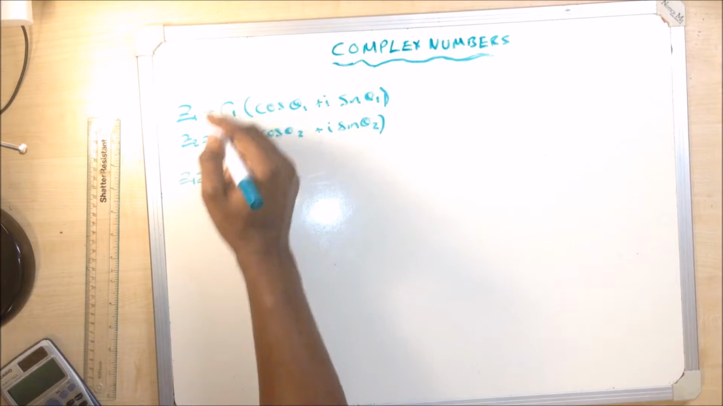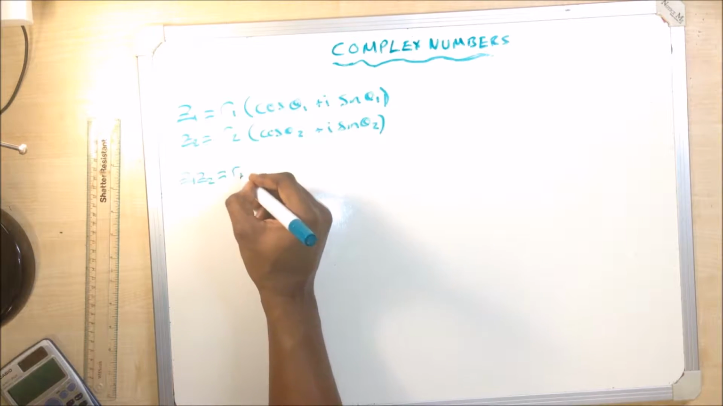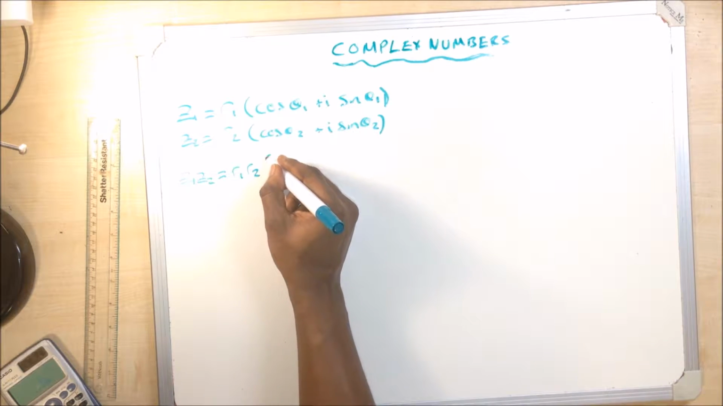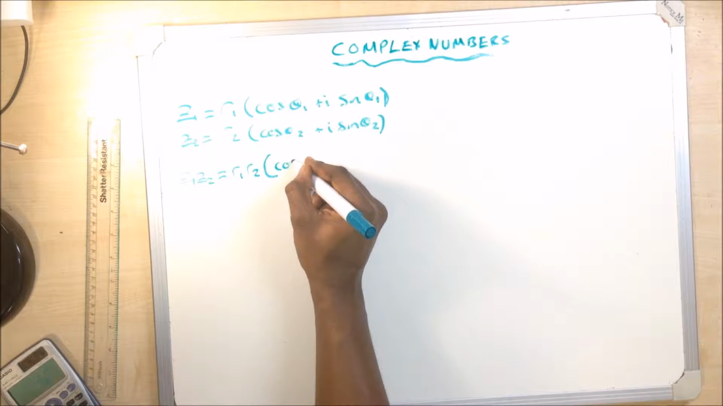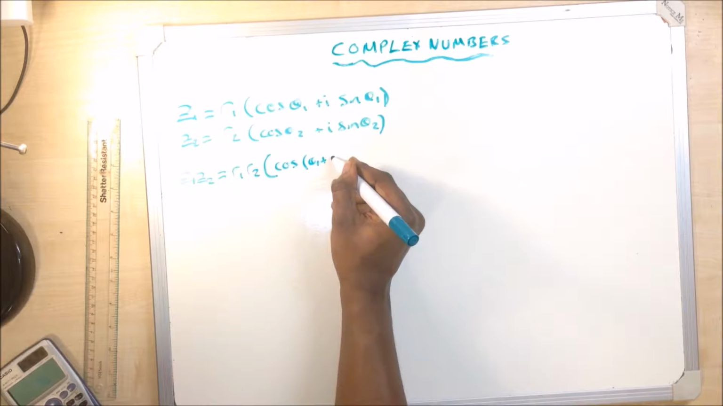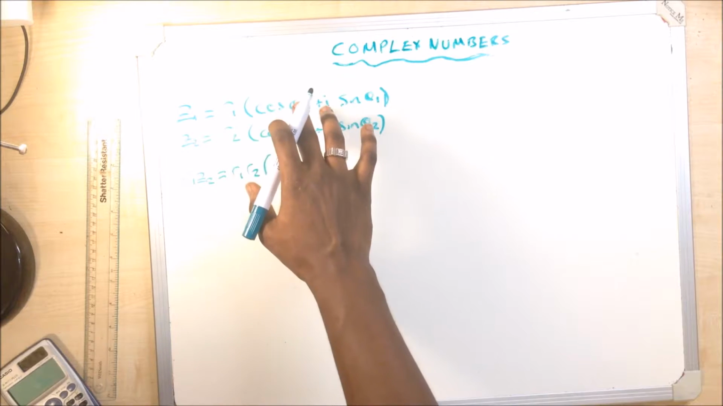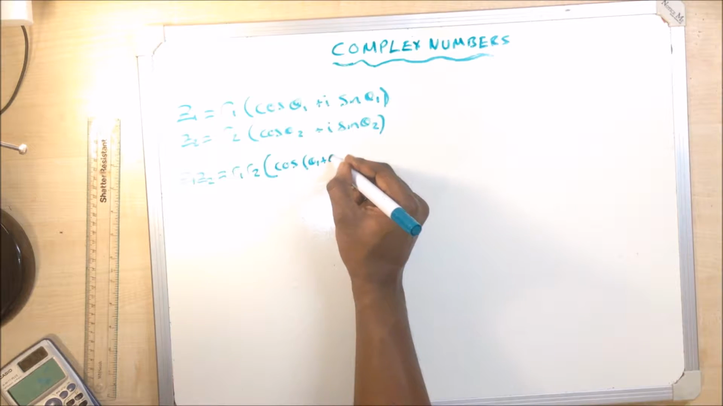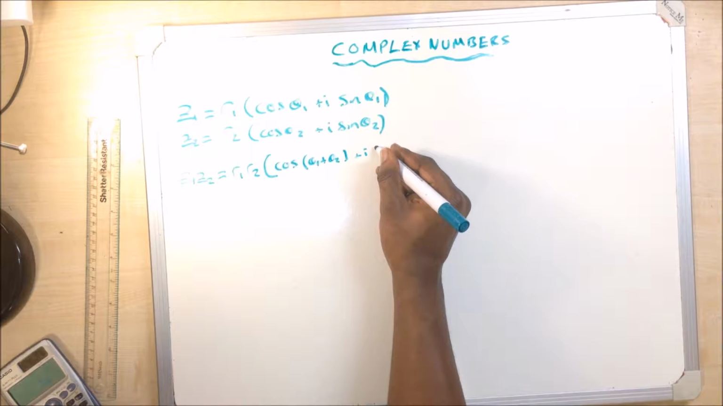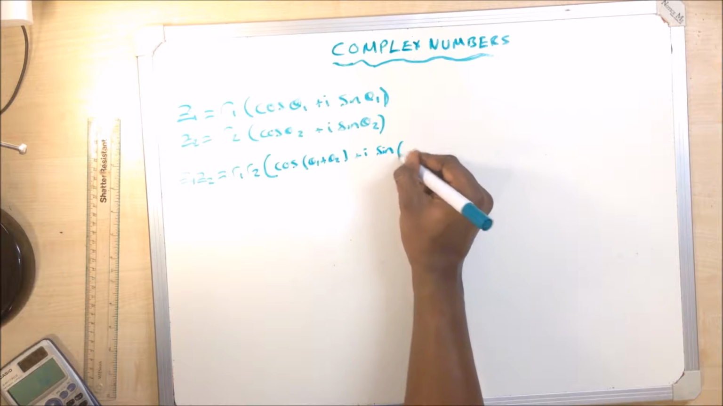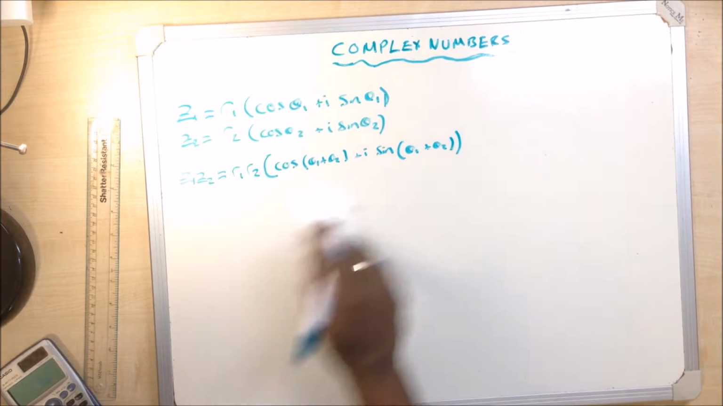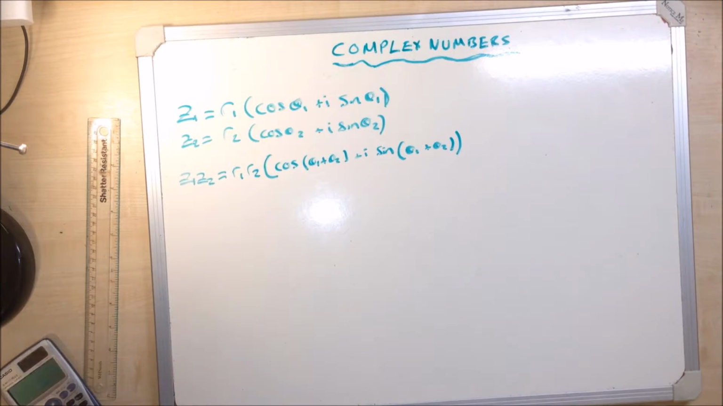Basically, what we would do is multiply the moduli together, so we do r1 times r2, and then with the angles, we would simply add z1's argument and z2's argument together to form a new argument. So we have cos(theta 1 plus theta 2) plus i sin(theta 1 plus theta 2), and simply that's basically it.